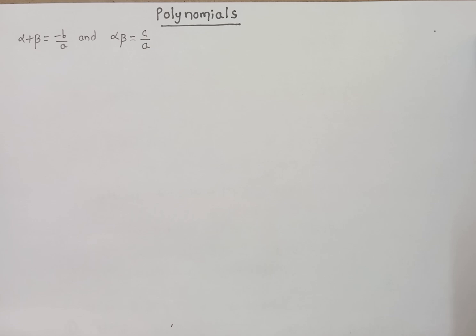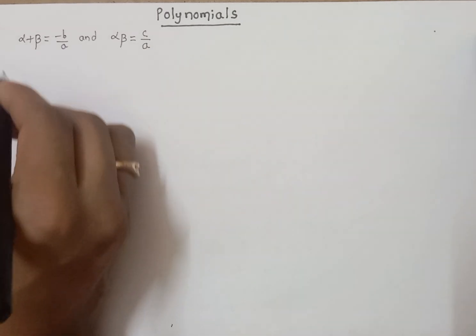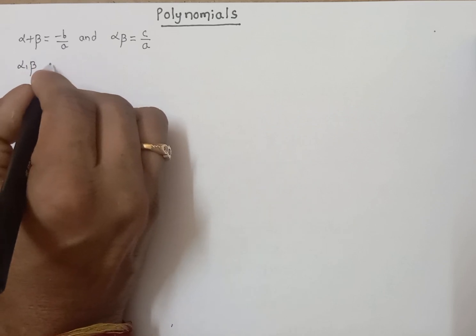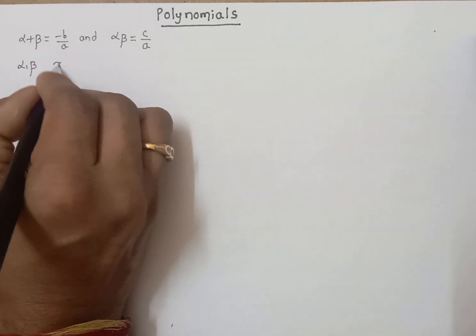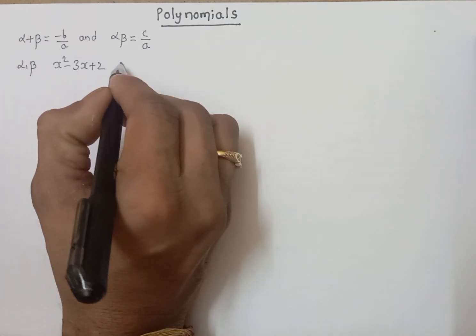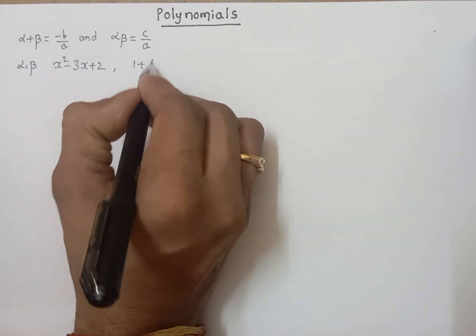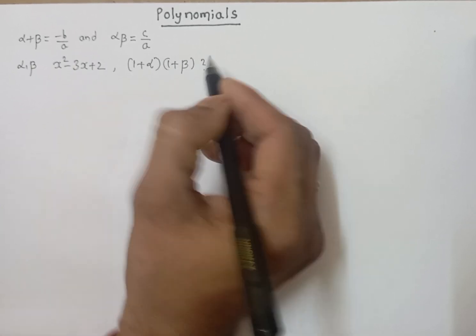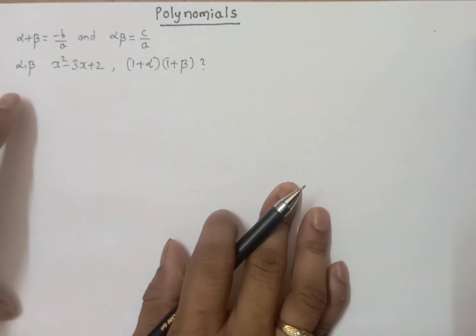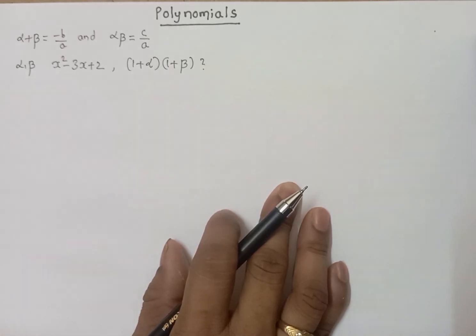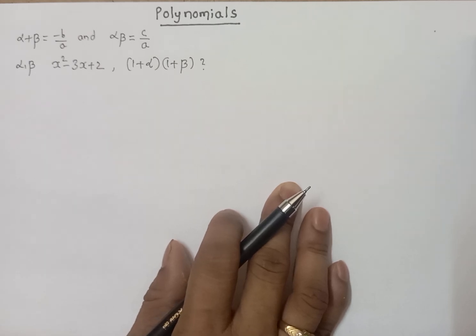We'll see. Suppose alpha comma beta are the zeros of x square minus 3x plus 2, find the value of 1 plus alpha into 1 plus beta. Right? The question is that alpha comma beta are the zeros of the quadratic polynomial x square minus 3x plus 2. Then find the value of 1 plus alpha and 1 plus beta. This can be solved using the relation.